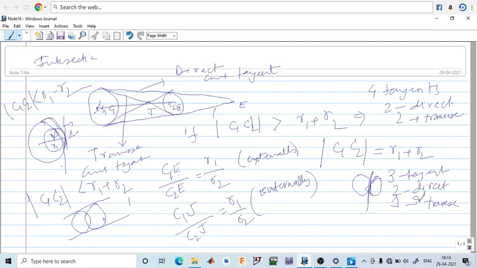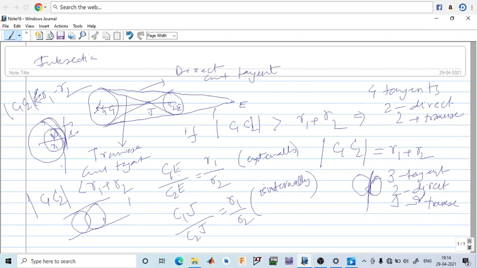Sorry, I have told something wrong. Sorry, this will be equal to, otherwise it will not lie. The small circle will not touch the bigger circle, and if it is less than r1 minus r2, then there will be no such common tangents possible, right?